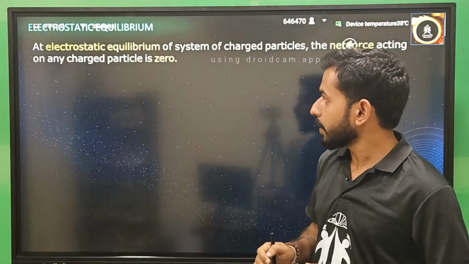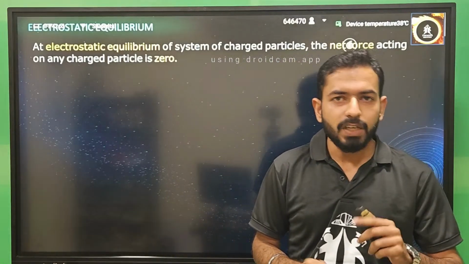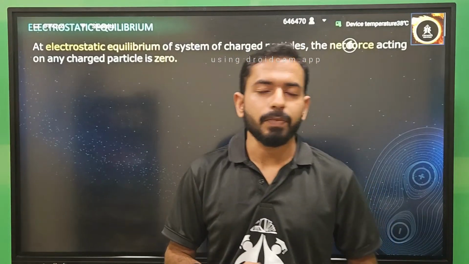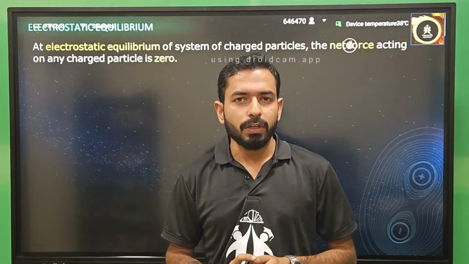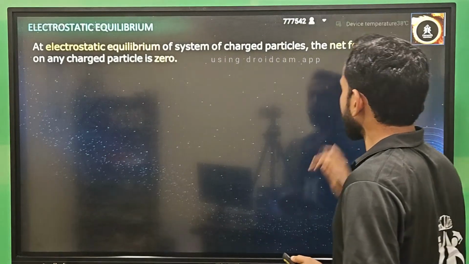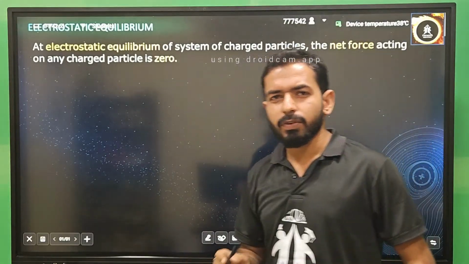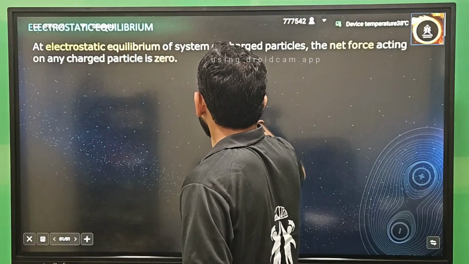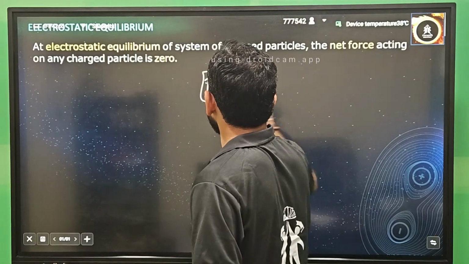Now, the next topic that we are going to discuss is electrostatic equilibrium. The first time you have heard about equilibrium, remember the topic work, power, energy. Correct? In work, power, energy you have studied equilibrium. I will quickly recap that also. You know that equilibrium comes from Newton's law, and the basic meaning you understand from equilibrium is that net force should be equal to 0.